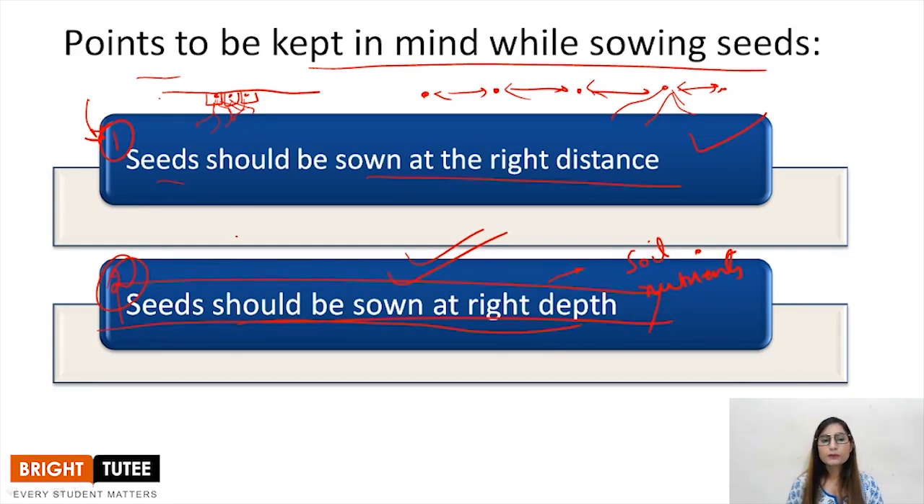Two points that should be remembered are, seeds should be sown at the right distance so that each plant has a good amount of soil which can provide nutrients to it, and also their roots can grow properly. Secondly, seeds should be sown at the right depth because the soil beneath the first few centimeters of the surface is much more nutrient rich as compared to the soil on the surface.